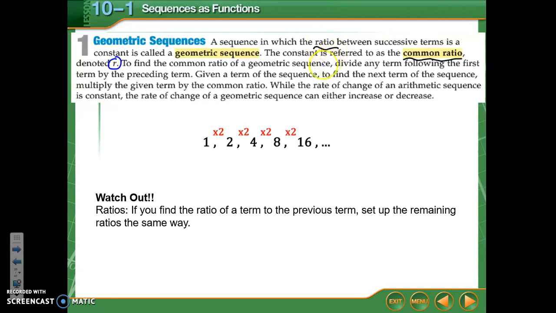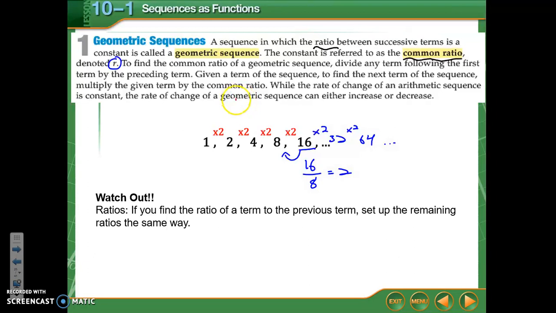To find the common ratio, I take any term and I divide it by the term before it. So if we look at this sequence that I have down here, if I take 16 and I divide it by the term before, 8, I get 2. 8 divided by 4 is 2, 4 divided by 2 is 2, and so on. So 2 is my common ratio. That means I'm multiplying by 2 to get my next term. So the next term here would be 32. Then I'd multiply by 2. My next term would be 64, and so on.